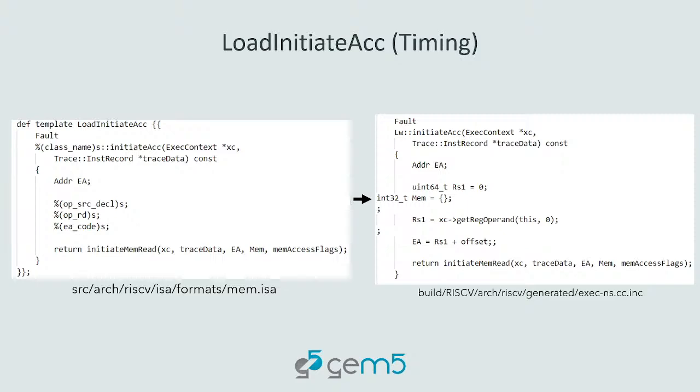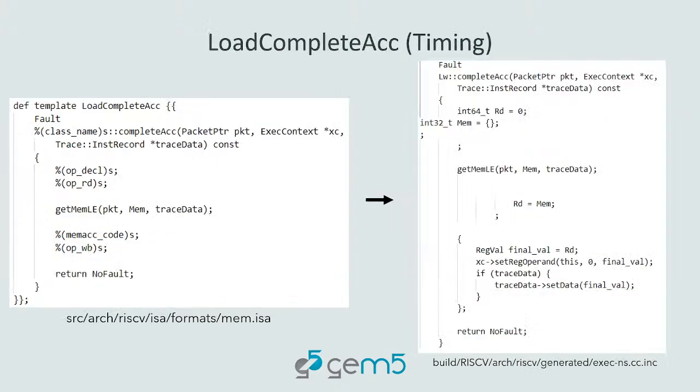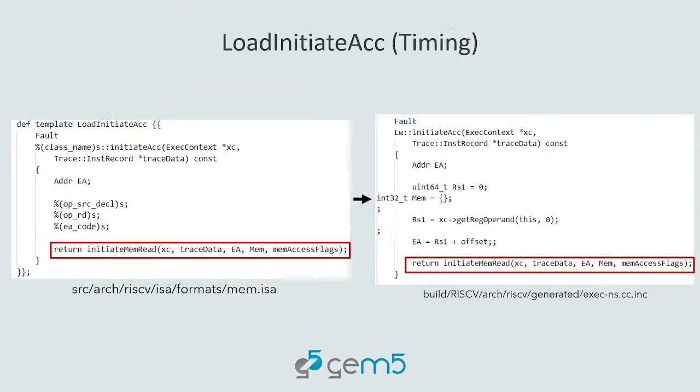One is the load initiate access template, and the other is the load complete access template. So in load initiate access, the only thing you're doing is declaring the operands, getting the value of the source one register, computing the effective address, and starting the memory read operation. Telling the CPU, just start the memory reading, nothing else. We don't know anything else at this point. At some point, we'll get a response back, and then we'll think about what to do.